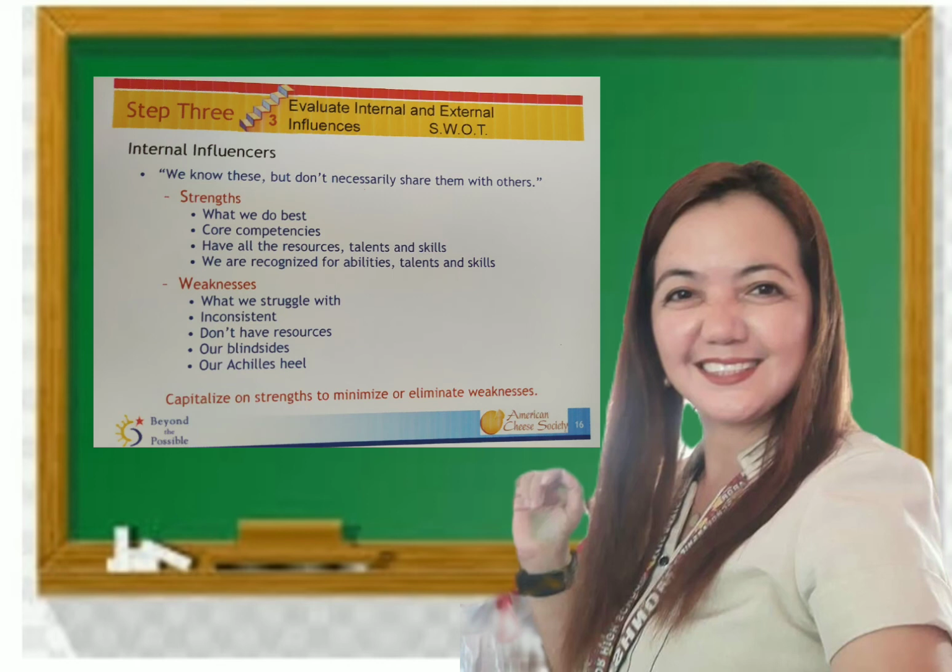Okay, we will proceed to step 3, which is to evaluate internal and external influences. That is what we call SWOT analysis. So, what are those internal influencers? We know this, but don't necessarily share them with others. The S in SWOT analysis stands for strengths.